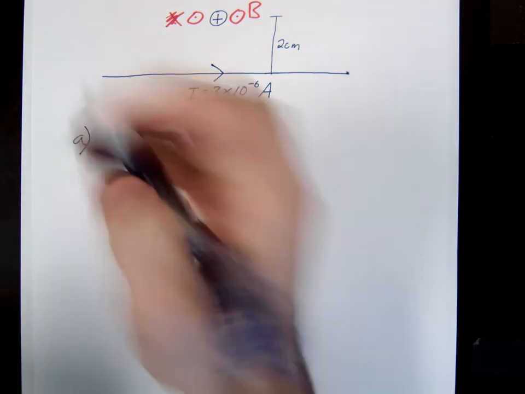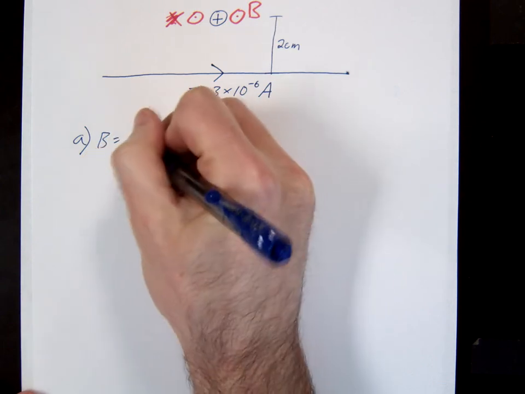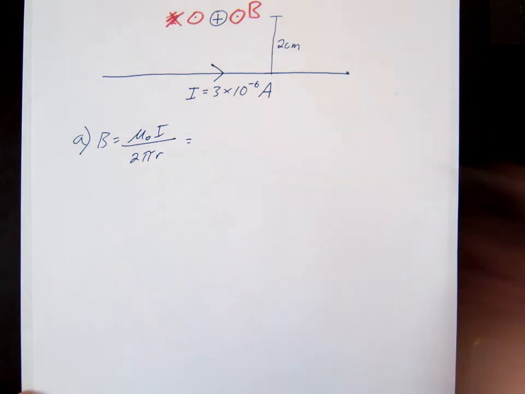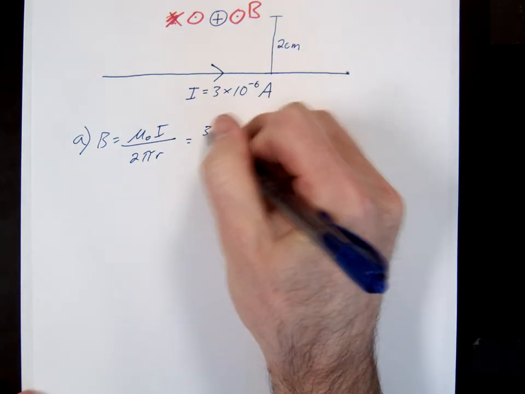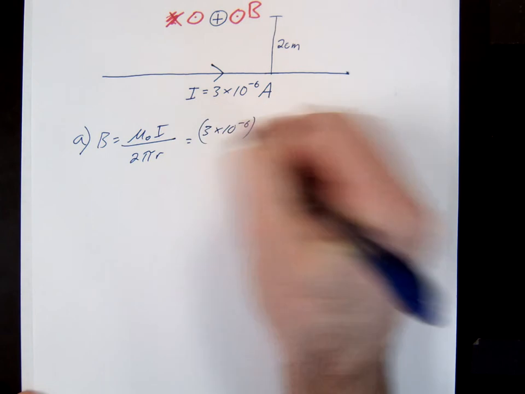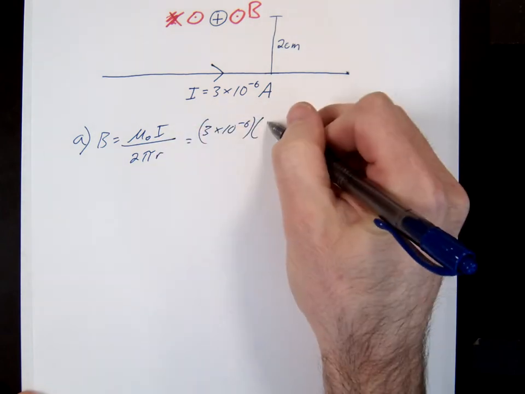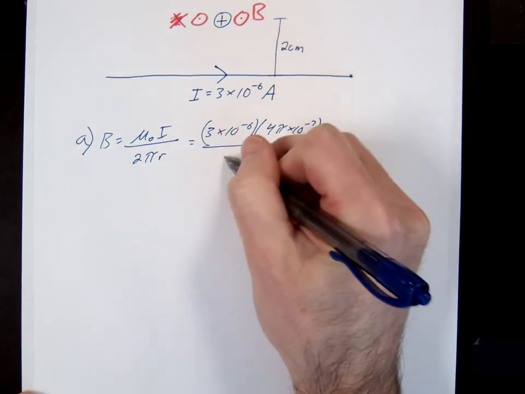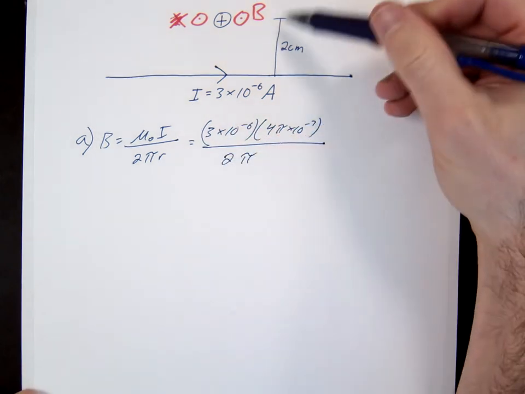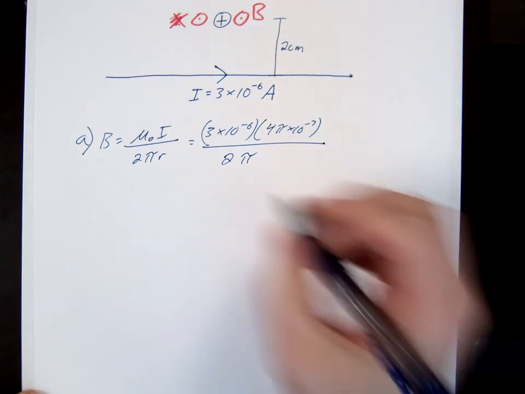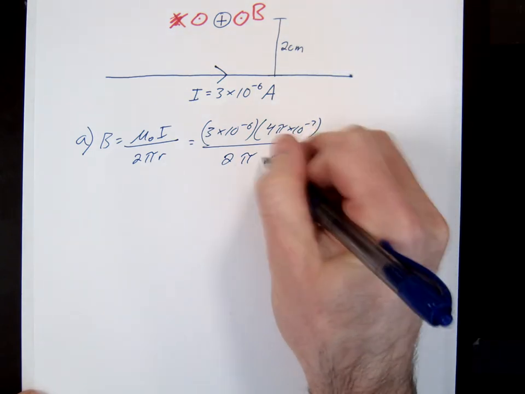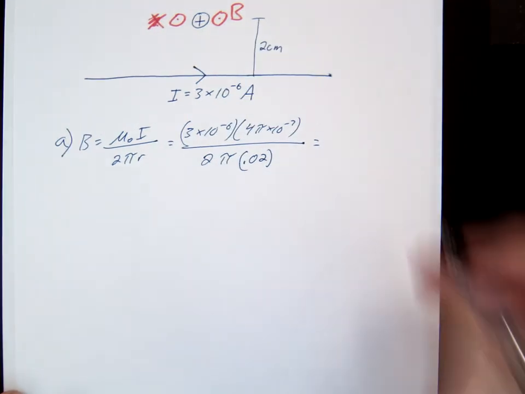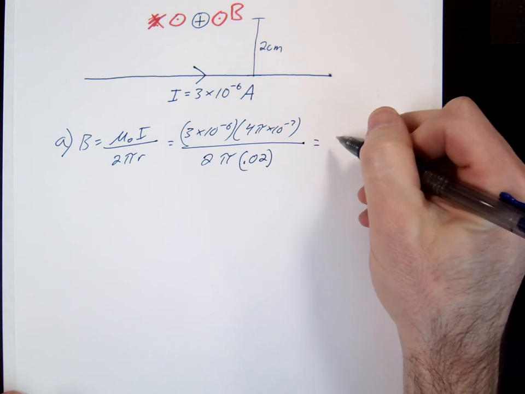So we could draw it with little dots showing that at that location it's moving out. So to find the value of it, we're just going to use our equation, mu naught I over 2 pi r. 3 times 10 to the negative 6 is the current. Mu naught is 4 pi times 10 to the negative 7th. 2 pi, and r, remember, is the distance away from the wire. So 0.02. That's going to get us our B field. What's the answer? Should be small.